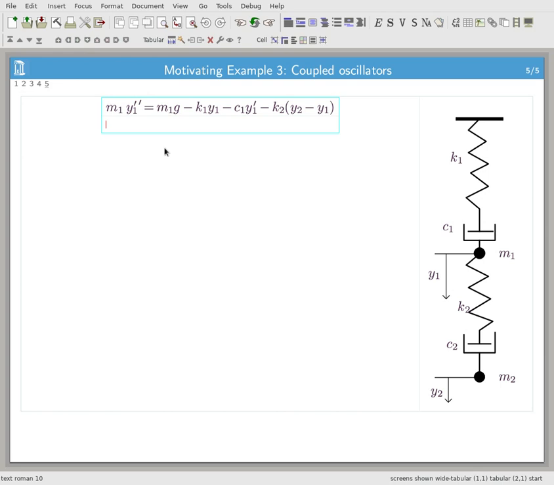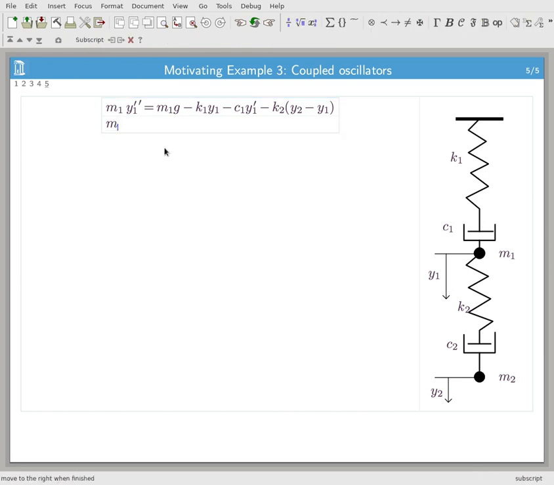We repeat this process for mass 2. So mass 2 times y2 double prime, the acceleration, is going to be given by the gravitational force, and we are now going to have an effect of the elastic force. This is going to be minus k2 times, what is it going to be this time? Well, we have again to take into account the extension, y2 minus y1. We're going to have a drag force from the dampener. This is going to be minus c2 times y2 prime.